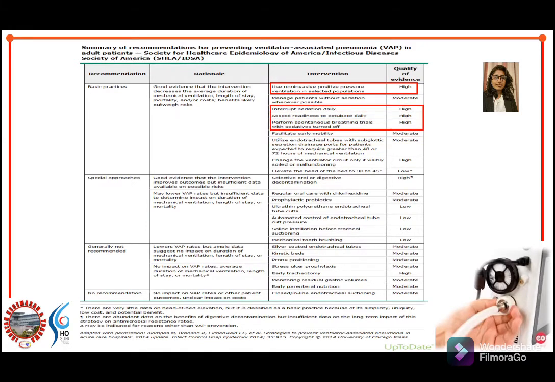As you can see, as I mentioned earlier, interrupting sedation daily, assessing the readiness to extubate daily, and performing a spontaneous breathing trial with the sedation turned off are all high-evidence recommendations in preventing VAP from occurring. And lastly, changing the ventilator circuit only when it is visibly soiled or when it malfunctions is also one of very high evidence of preventing ventilator-associated pneumonia.